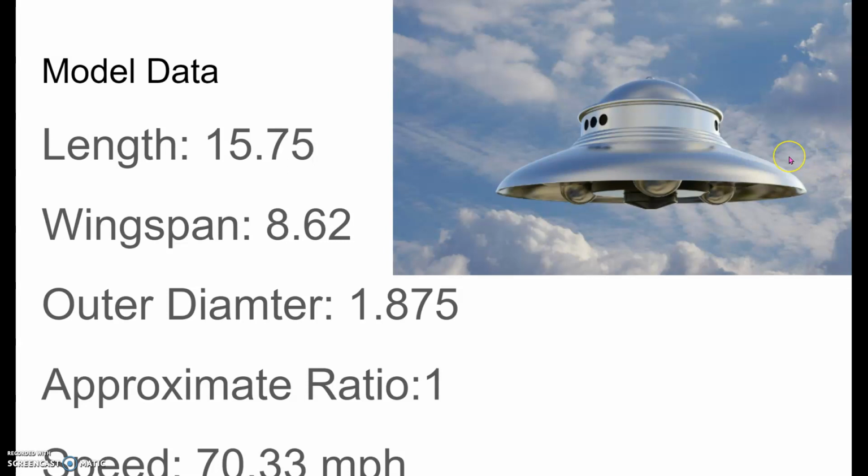So this is our model aircraft data. It has 1575 length, wingspan 862, and outer diameter 875, and approximate ratio is 1. Constant speed 7033 miles per hour.